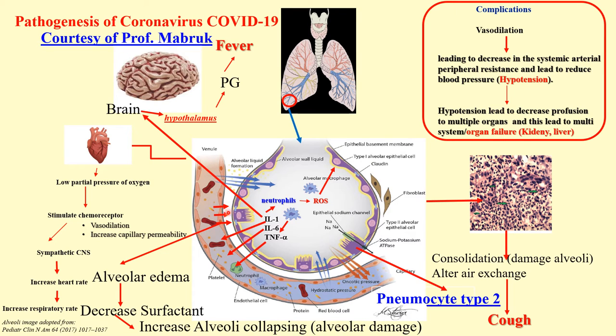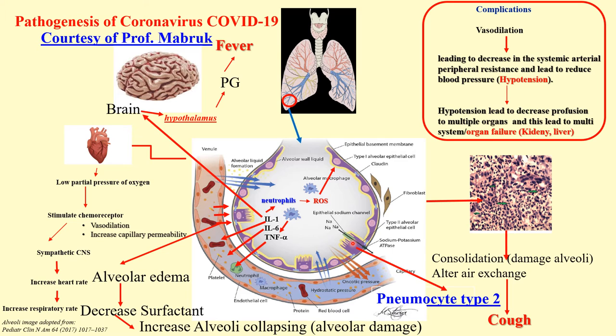The presence of fluid around the alveoli will induce pressure on the alveoli. And also, as I mentioned previously, because the coronavirus COVID-19 will be damaging the pneumocyte type 2, and the function of the pneumocyte type 2 is to produce the surfactant, and the function of the surfactant is to reduce the air pressure in the alveoli, this means it will result in the damage of the alveoli. So the fluid coming from the blood vessel surrounding the alveoli will cause pressure on the alveoli itself.